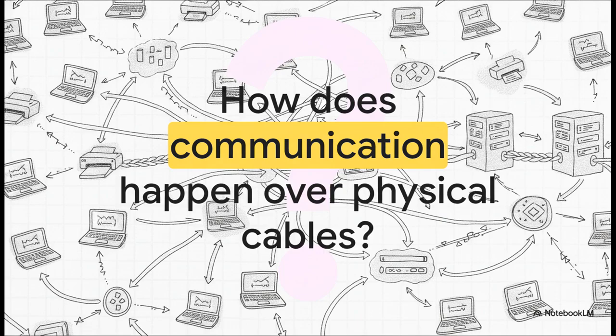How exactly does communication happen over physical cables? Think about a busy office floor, right? You've got 50 laptops, 20 printers, servers buzzing away. How do they all share the same communication channels? More importantly, how do they avoid total absolute chaos over those wires? And how does each device know exactly who should receive which piece of data?